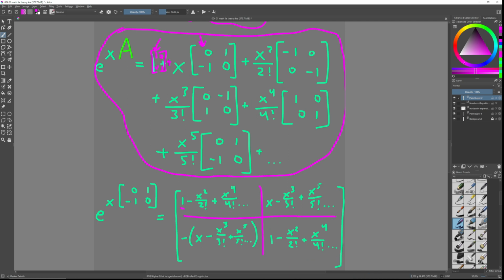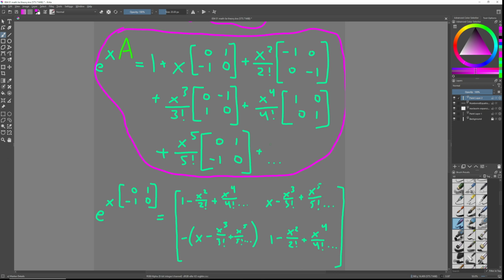Let's do then the top right element. Notice the top left element is also very similar to the top right, except it's just the negative of it. So let's do top right. This is again the identity matrix, so it has a 0 in the top right. Our first element in the top right is x times 1, which is x. Then we have x squared over 2 factorial times 0, so we ignore that. X cubed over 3 factorial times negative 1, so we have minus x cubed over 3 factorial. 0 for the next term. Then x to the fifth over 5 factorial times 1, so it's a plus.